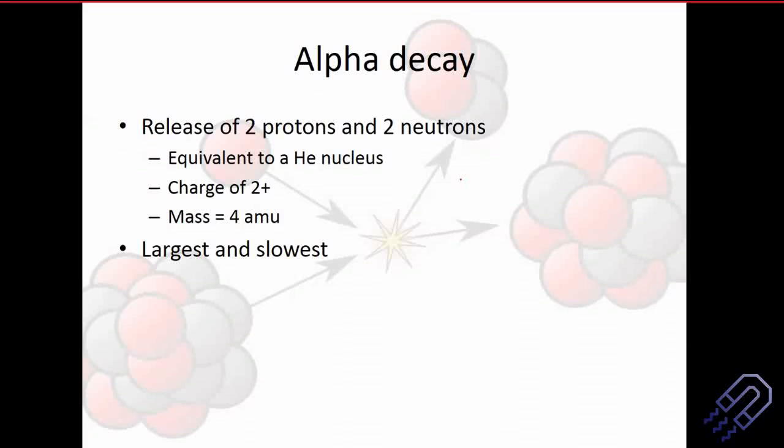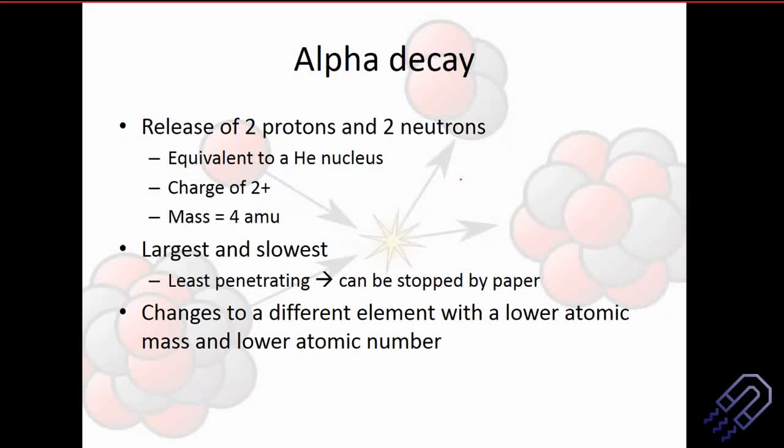In MeV. So this is actually the largest and of course the slowest, because as I showed you in the image in the last class, if you use your hand, you can actually stop an alpha particle. It's possible because it cannot penetrate that much depth. Even with a piece of paper it can be stopped. So it has less penetration power, and it changes to a different element with a lower atomic mass and lower atomic number. So whichever element emits an alpha particle changes altogether.